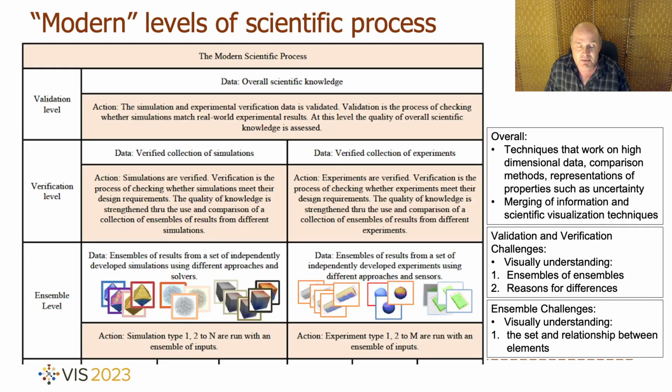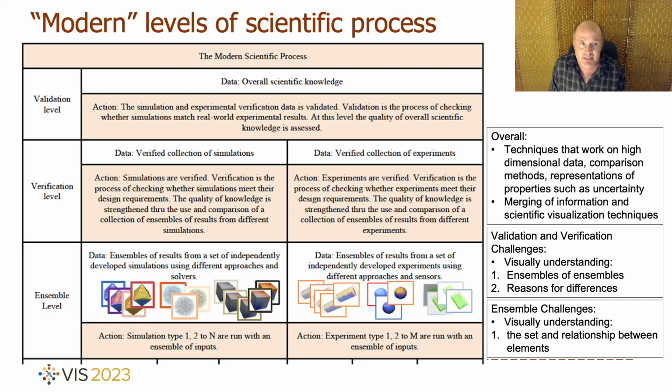So not just one simulation, but up to thousands of simulations being run using different approaches and different solvers and different input decks. And so when you have an ensemble level, the challenge is to understand both the set and the relationship between the elements in the set. So we really understand, I've got a large parameter study of a simulation or an experiment. What does that tell me about the scientific field?